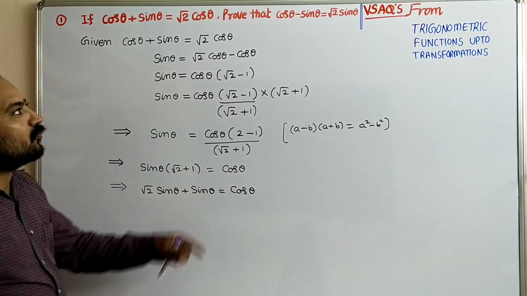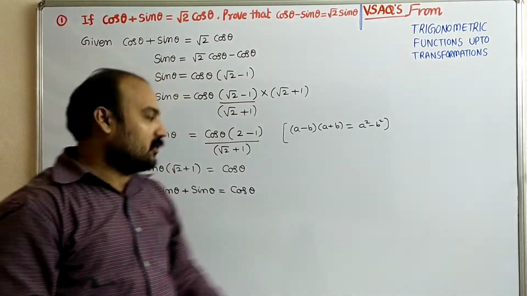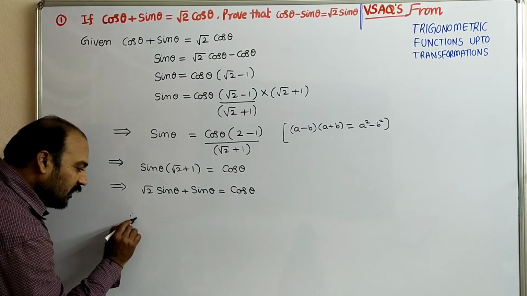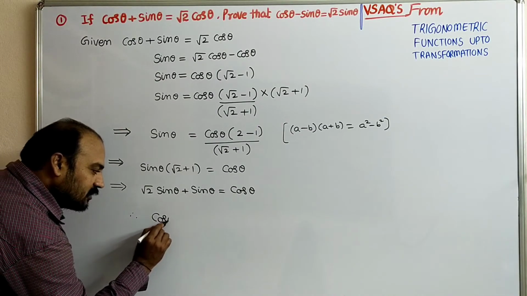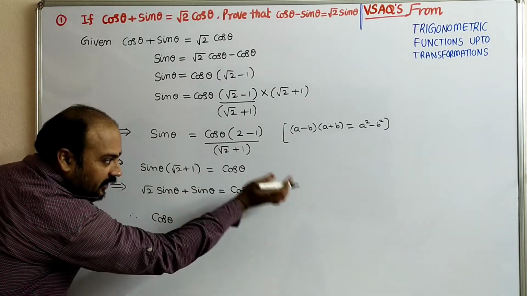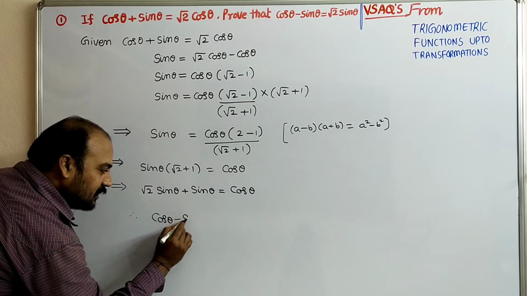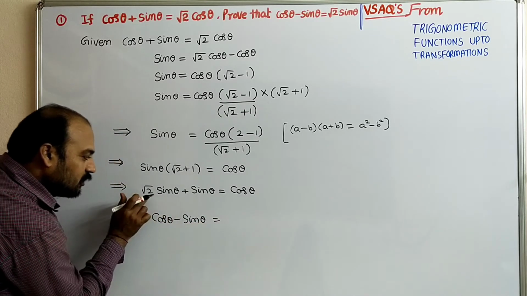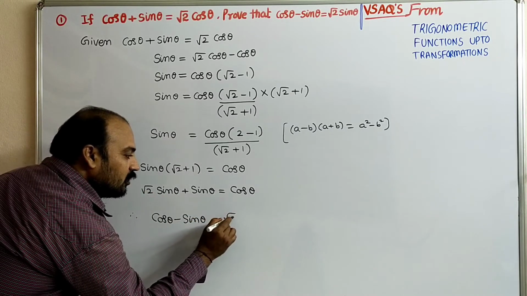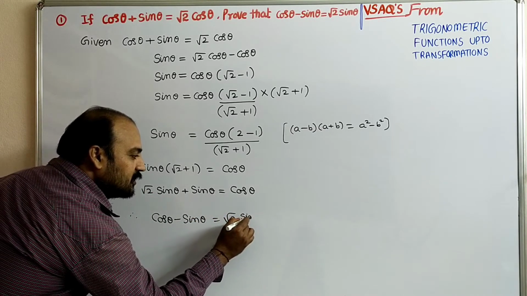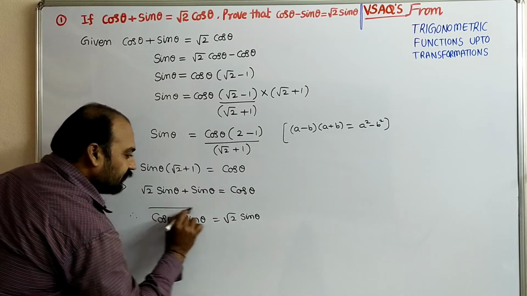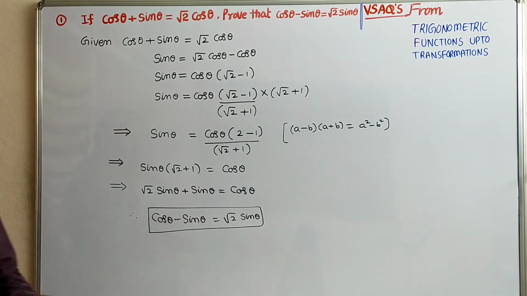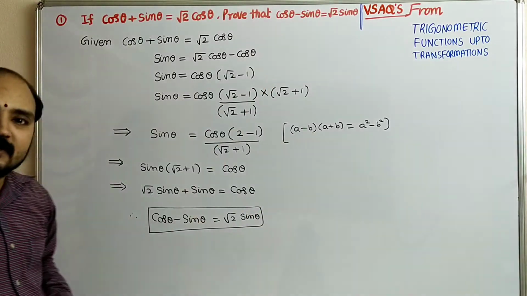They are asking to find cos theta minus sin theta. So here simply sin theta we are taking into the RHS. Cos theta is already there. Sin theta we are taking to this side, so minus sin theta, which is equal to the rest of the terms, root 2 sin theta. Therefore, cos theta minus sin theta equal to root 2 sin theta. Hence the result.